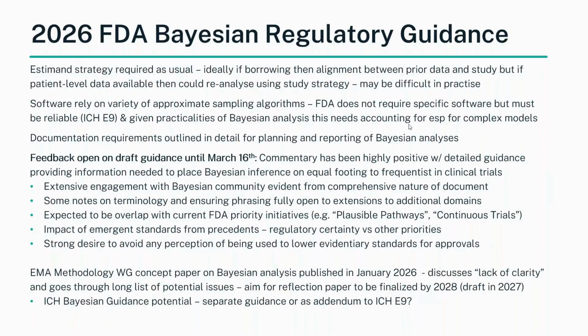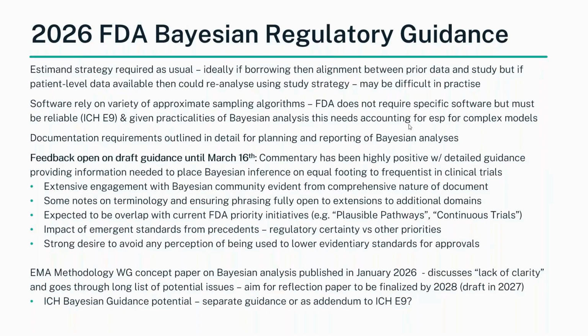They mention software briefly, which they do in most of these guidances, like in adaptive design. They obviously emphasize that the FDA does not require specific software, but that it must be reliable, as in ICH E9. And they just mention that most Bayesian inference these days uses approximate sampling algorithms, MCMC type approaches, Gibbs sampling. I'm sure you're aware of the type of phraseologies.